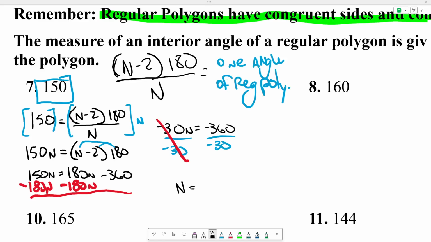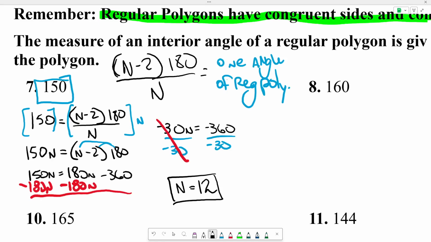How many sides does my polygon have? 360 divided by 30 tells me that it's going to be 12. So one angle of a 12-sided regular polygon is 150 degrees.